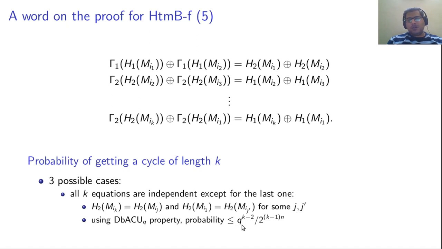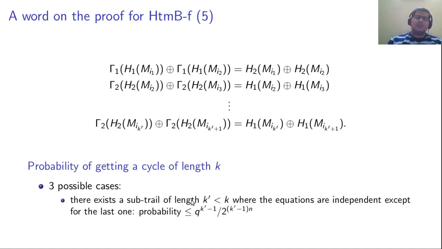About the numerator, the DBACUQ property shows that there can be at most q many choices for the ik ij pair and q many choices for the i1 ij prime pair. In other words, these four indices can be chosen in q square ways, and apart from these four, the k minus 4 indices can be chosen in q to the k minus 4 ways. So in total, they can be chosen in at most q to the k minus 2 ways. This gives you the probability.